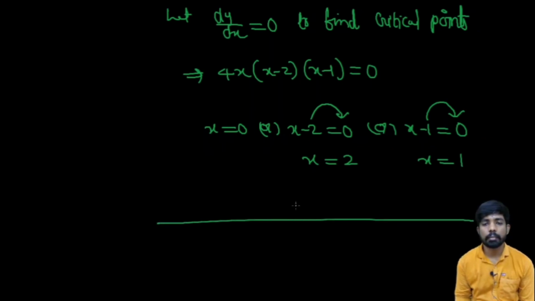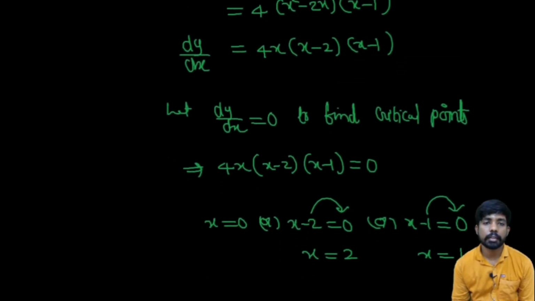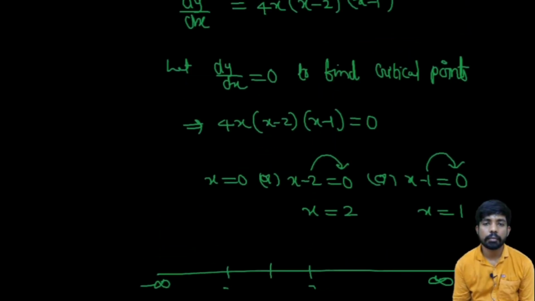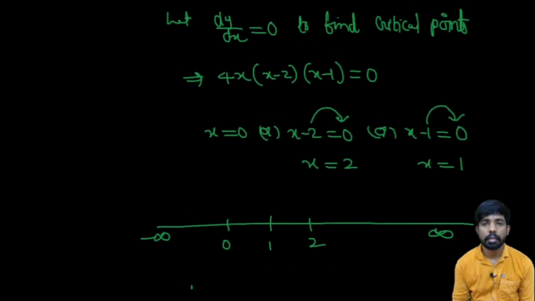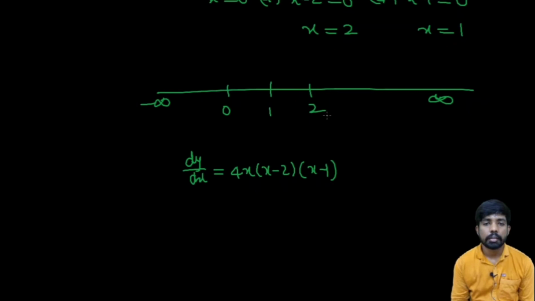Therefore plot on number line. This is 2 and this is 1. This is 0. Consider this is infinity. This is minus infinity. We have a slope. What is the slope? dy by dx is 4 times x into x minus 2 into x minus 1. So consider any number randomly from 2 to infinity, consider 3.